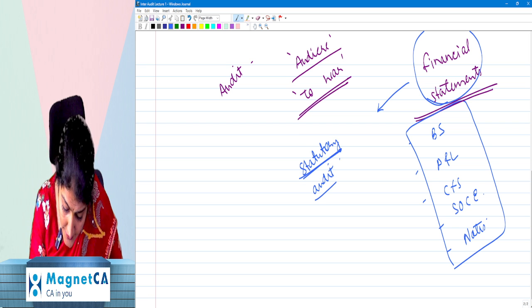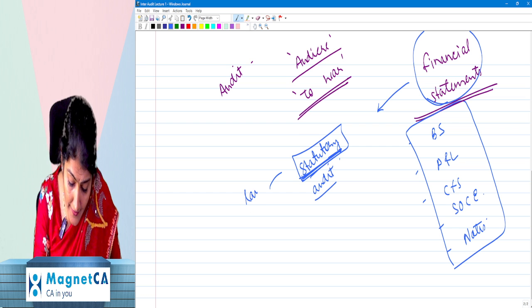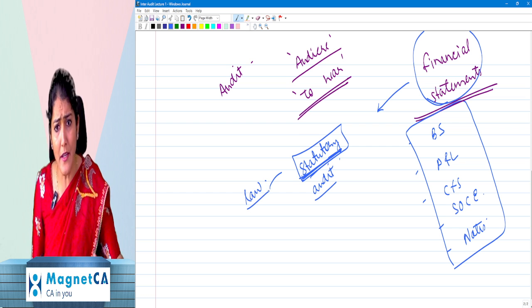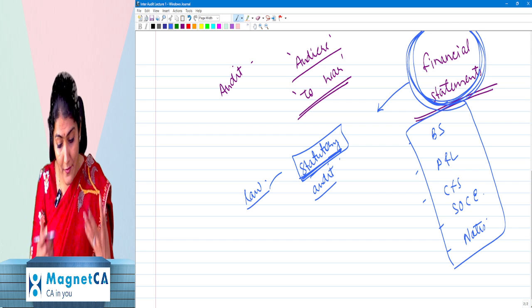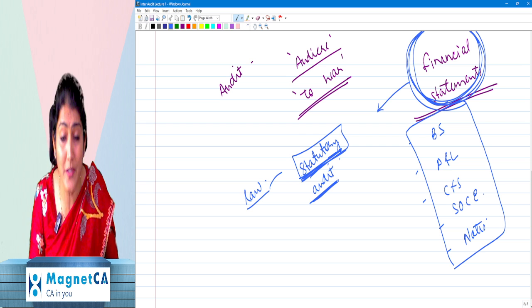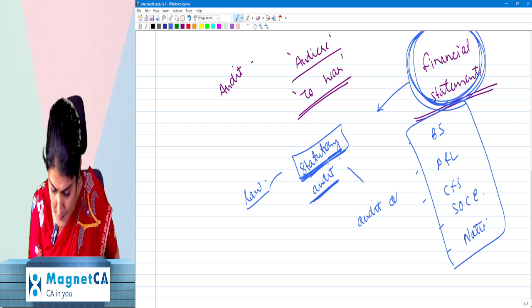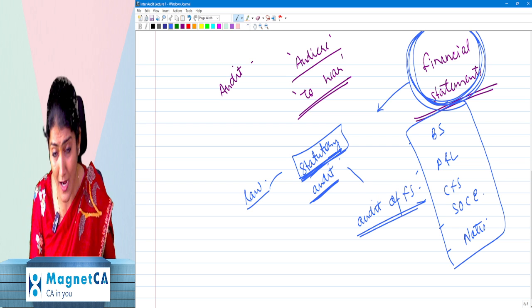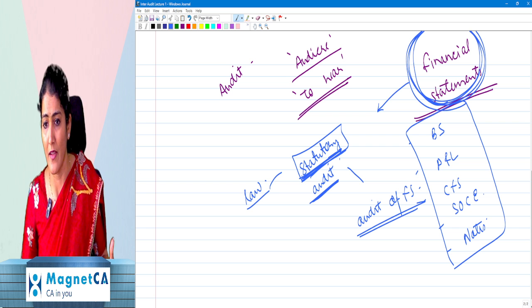Why statutory? What do you mean by statute? Something which is required by law. It is required by law that you get your financial statements audited. That's why this audit is called statutory audit. When an audit of the financial statements is being conducted, why and how and all of that, we'll get into the details.